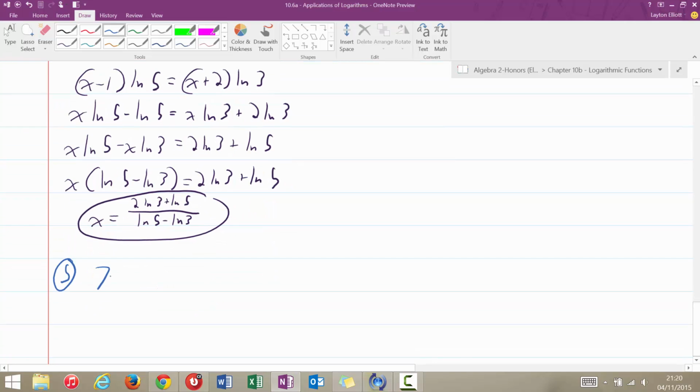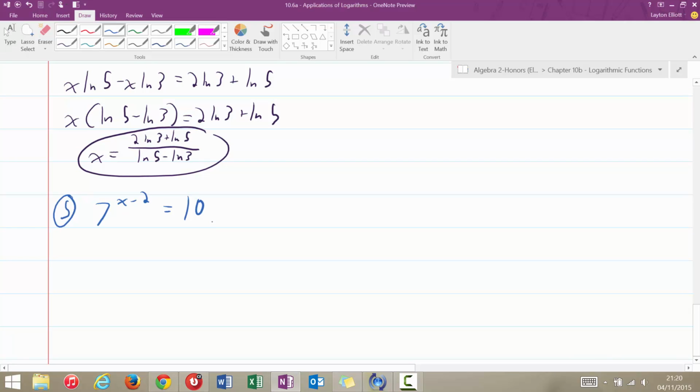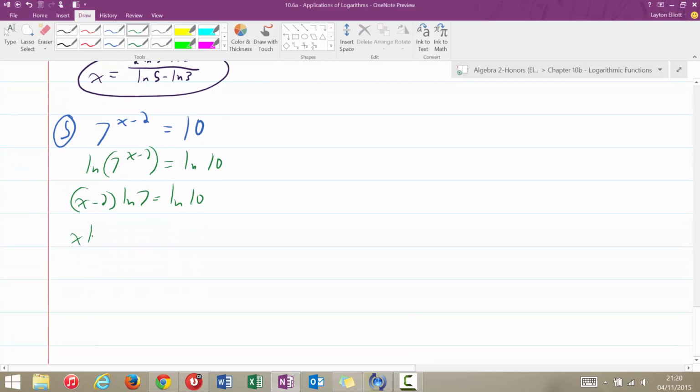If I give a problem like 7 to the x minus 2 is equal to 10, I can do this now. This is kind of cool, in my opinion. I can take the natural log of both sides. Ln of 7 to the x minus 2 equals the ln of 10. Then I get x minus 2 ln of 7 equals ln of 10. X ln of 7 minus 2 ln of 7 equals the ln of 10. X ln of 7 is equal to the ln of 10 plus 2 ln of 7. And then x is equal to ln of 10 plus 2 ln of 7 all over the ln of 7.